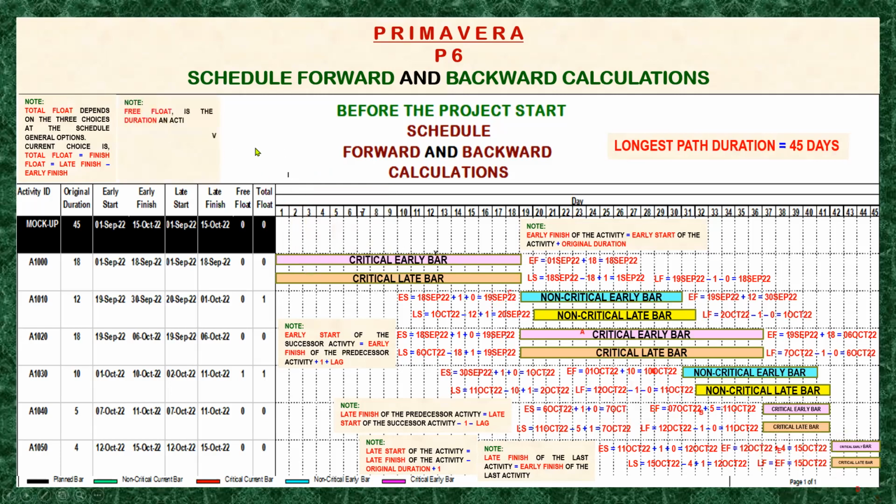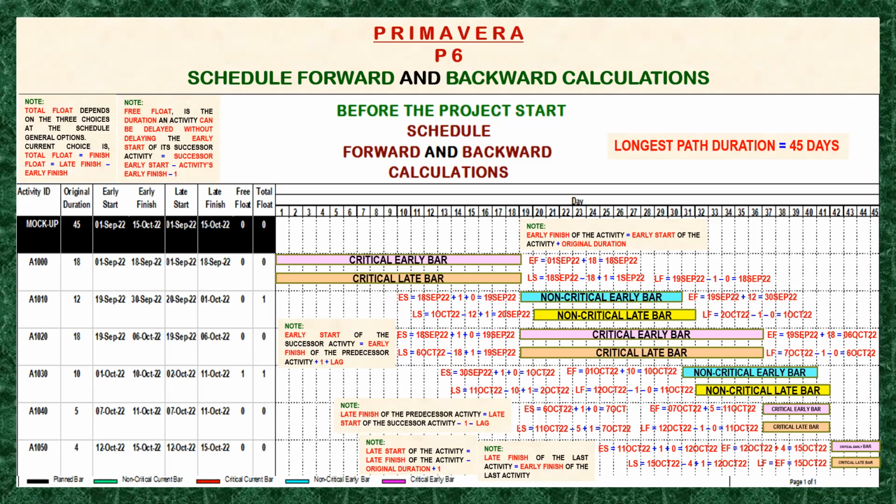Let's go to the free float here. Free float is the duration an activity can be delayed without delaying the early start of its successor activity, which equals the successor's early start minus the activity's early finish, less 1. Okay, I hope everybody understands. I prepared this presentation to be understood very carefully.